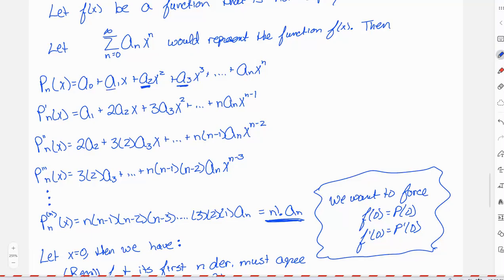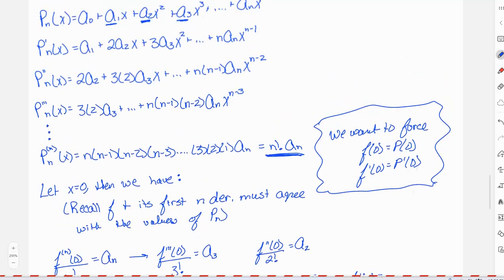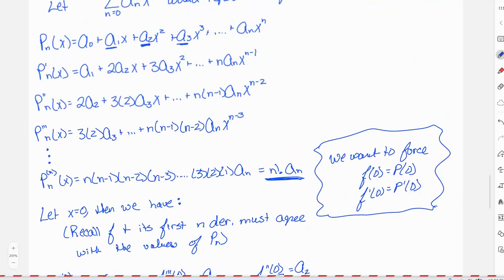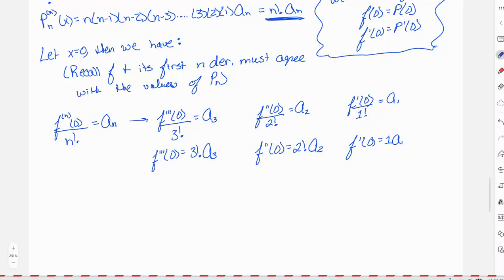So we've talked about those two, so let's talk about this guy. So that first derivative of 0 would have to equal, looking at that first one, 1 times a sub 1, or 1 factorial, which means f prime of 0 over 1 factorial would be equal to a sub 1. So if we can see that pattern happening here, then we can derive what's going to happen with a sub n.